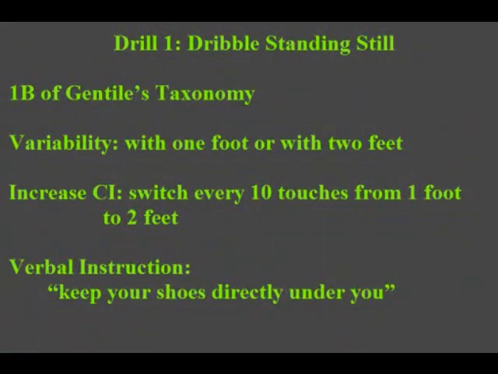To review, this drill involved dribbling in place. This drill falls under the 1B category of Gentile's taxonomy. The variable skills consist of dribbling with 1 foot, then with 2 feet. We increase CI by switching between the two skills after every 10 dribbles. A phrase like, keep your shoes directly under you, is a helpful external cue of attention.